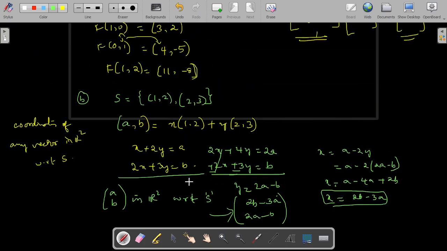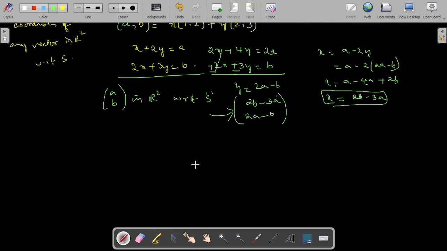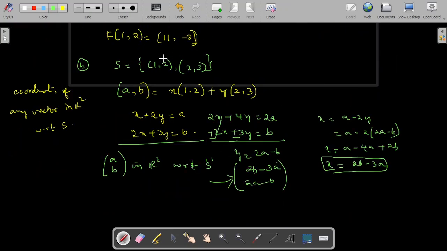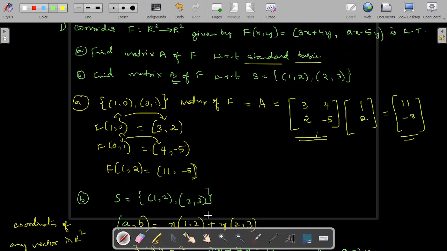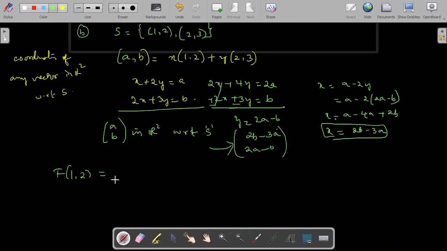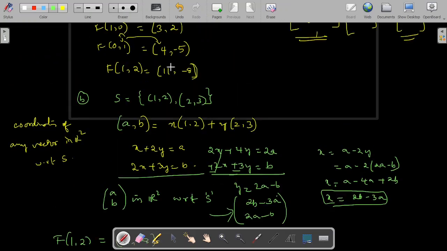After finding how the coordinates of any vector are represented with respect to S, now you find out where these go, because (1, 2) and (2, 3) are with respect to our usual basis. T of (1, 2), or f of (1, 2), where it goes after applying the transformation. F of (1, 2) is nothing but 4 times 2 is 8, plus 3. That goes to (11, -8). Okay, that is f of (1, 2).